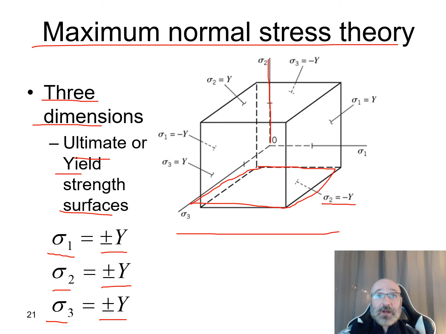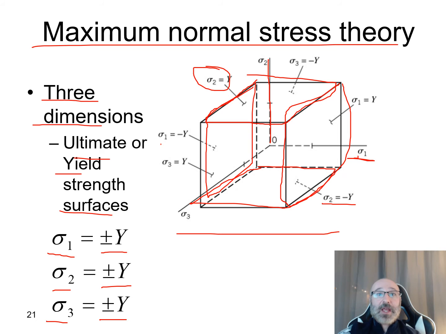Up top on our sigma 2 axis, there's our top surface, which is sigma 2 of positive y. The same thing for sigma 1. If this is our sigma 1 axis, this surface over here is sigma 1 equal to positive y, and this surface over here is sigma 1 of negative y. Then we can look at our third axis, sigma 3. Here's our front surface for sigma 3 on our cube, where sigma 3 is equal to y. Then our back surface is sigma 3 equal to negative y.